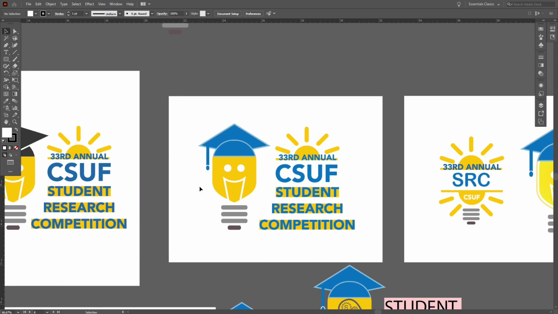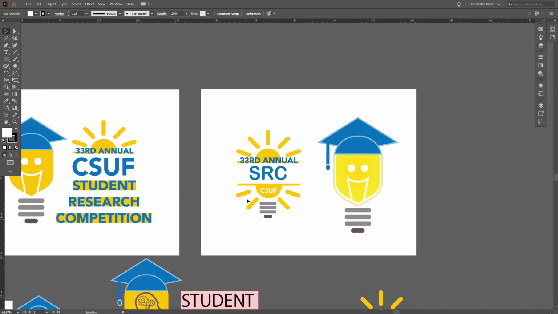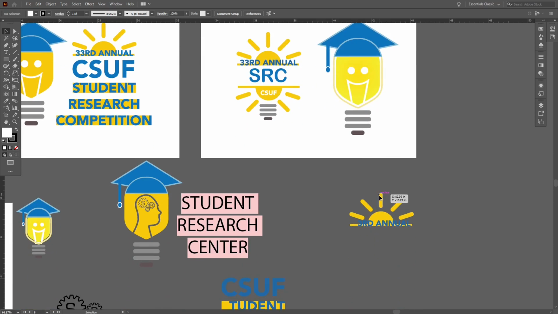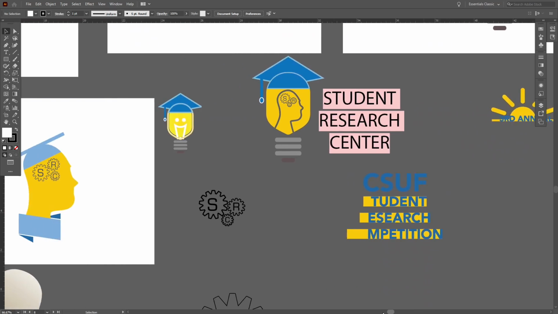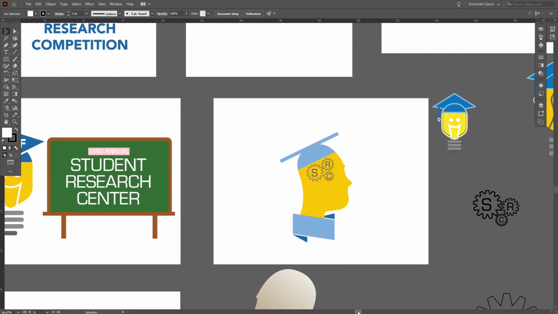A simple light bulb with a smiley face, along with a graduation cap. This is one of several proofs that I presented to my art director, and I really love working under this creative director. He said I should stay away from the cliche, and a light bulb is considered a cliche. So I'm thinking to myself, all right, okay, that's okay. Let's think of another idea.